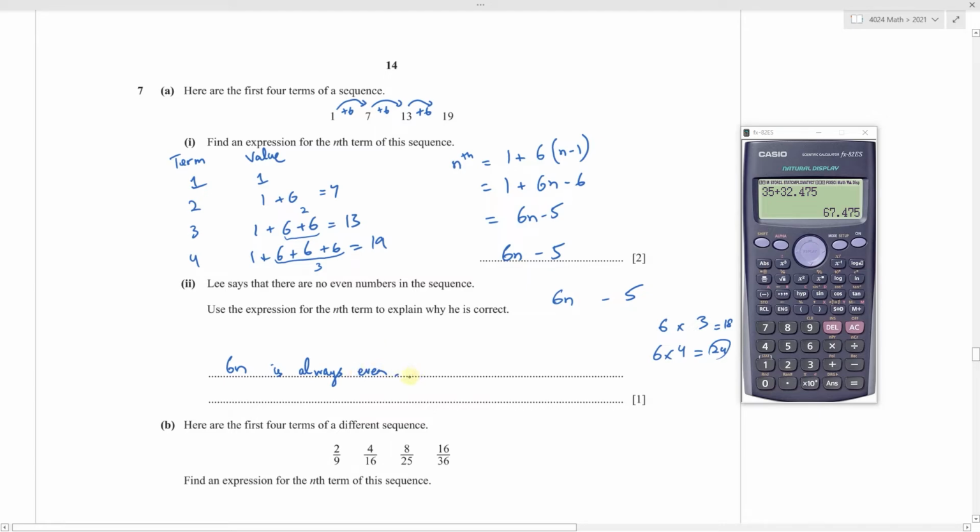and 5 is odd. So you're basically subtracting an odd number from an even number. 6n is even, 5 is odd. And we know that even minus odd number is always an odd number.